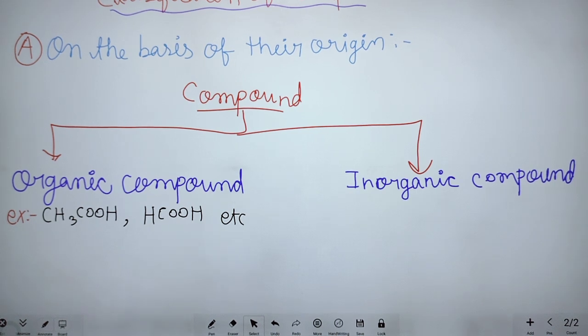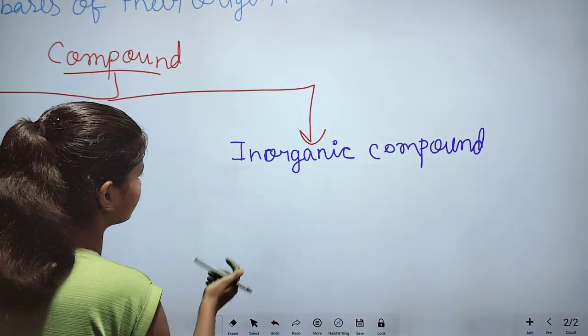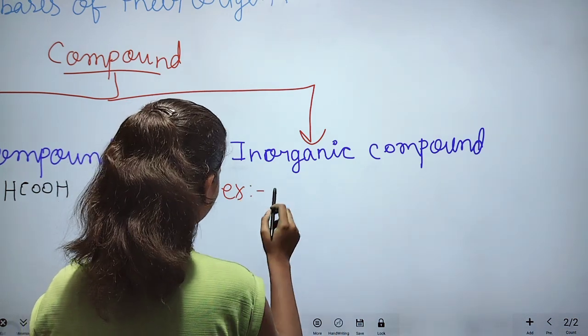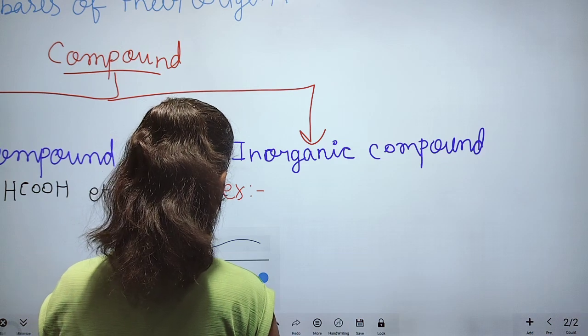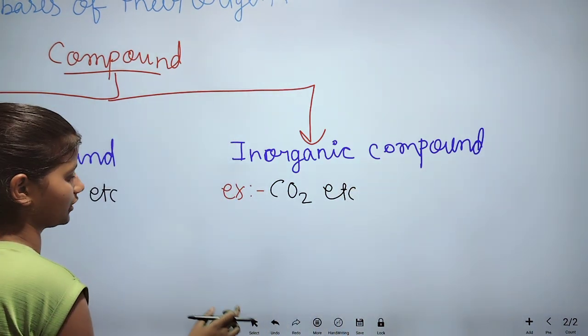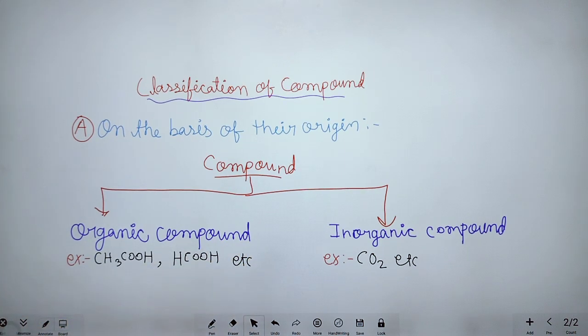Let's see some examples of inorganic compounds. Carbon dioxide, CO2, and many more examples of inorganic compounds. So there are two types of compounds on the basis of their origin. First one is organic compound and second one is inorganic compound. And now let's see on the basis of bonding.